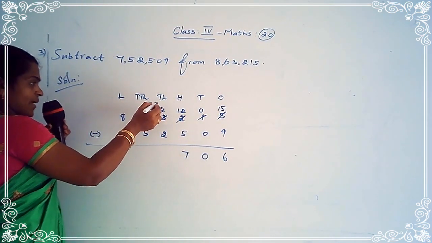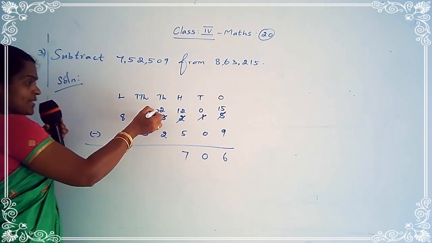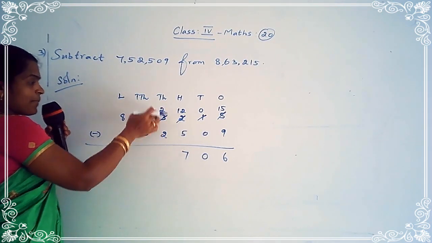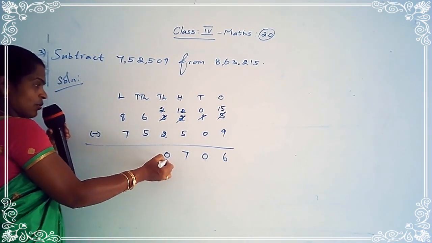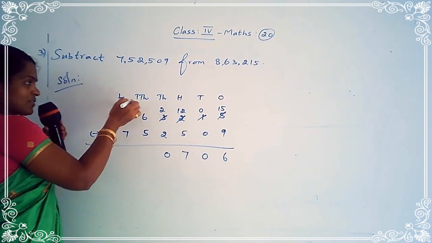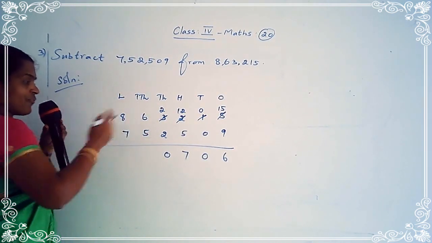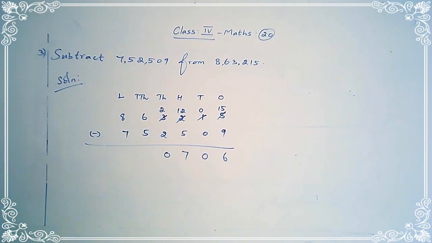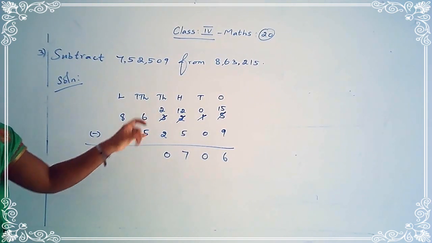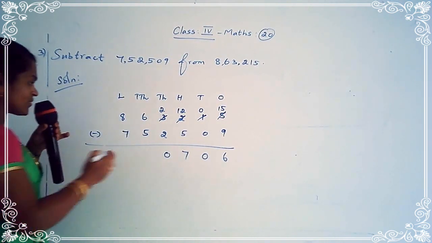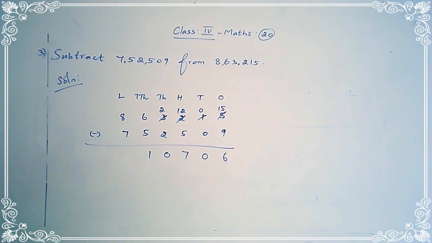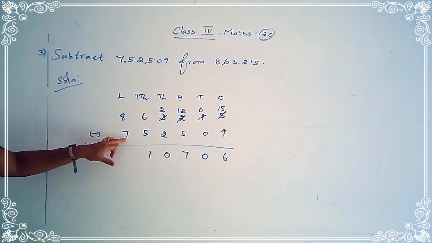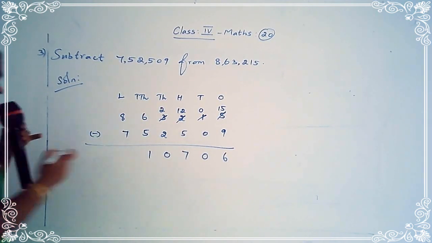Now you come to the next place, thousands place. Here thousands place has 2 and 2, so these numbers are same, so your difference is 0. So 2 minus 2 is equal to 0. Now you come to the ten thousands place. Ten thousands place has 6 and 5, so 6 minus 5. 5 after 6, so only 1. So 6 minus 5 is equal to 1. Now you come to the lakhs place. 8 minus 7. 7 after 8, so your answer is 1.